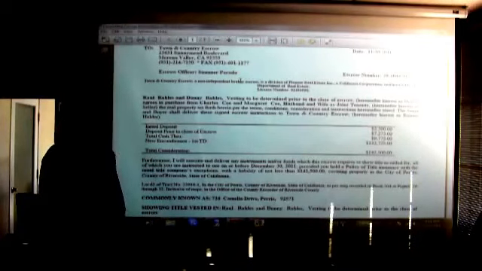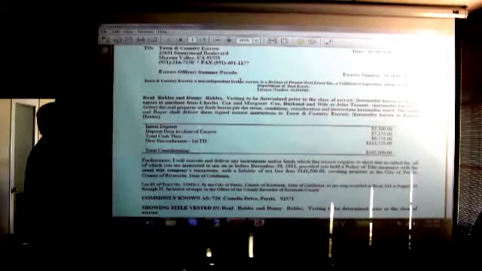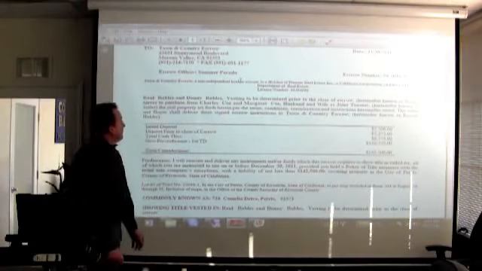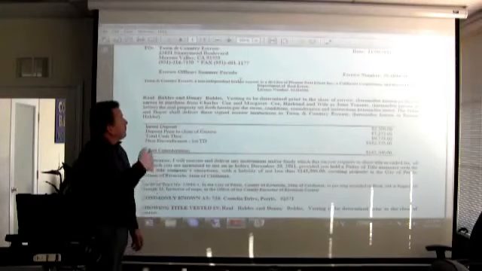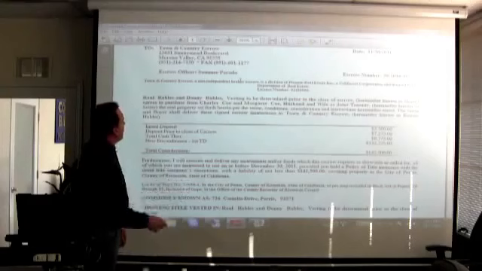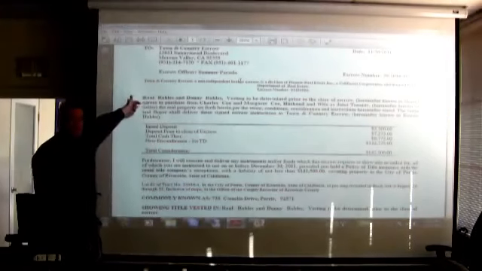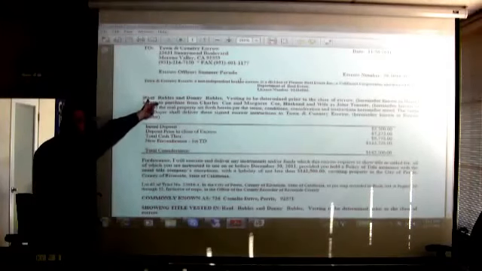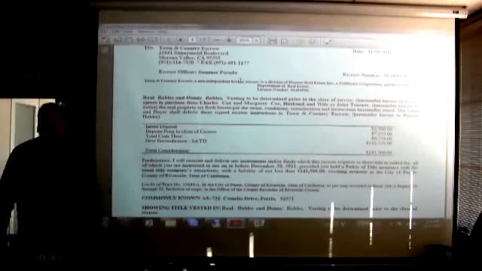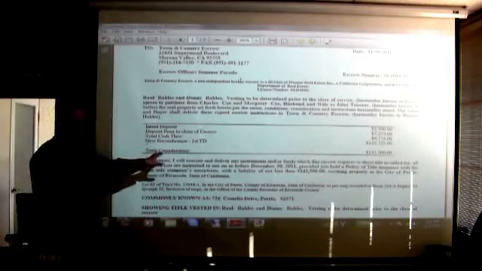What is their vesting going to be? So in this particular case, we've got Raul and Donnie Robles, vesting to be determined prior to close of escrow, hereinafter known as buyer. Do we already have an amendment that needs to be drawn? We already have an amendment that needs to be drawn in this escrow. Now, is this common? Very common.